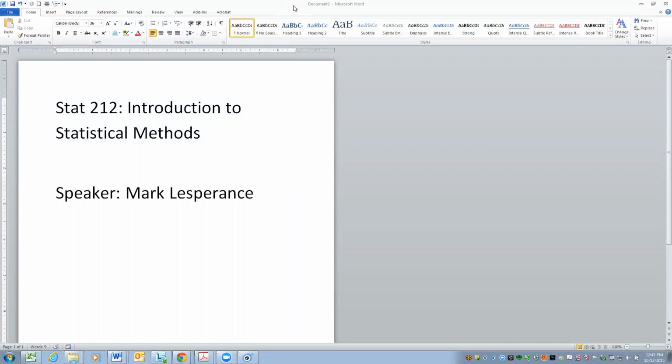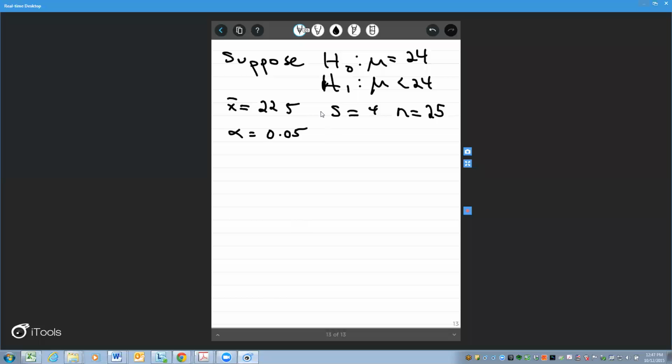Okay, now we're going to do some examples of calculating a hypothesis test. The first example is one where we suppose that the population mean is 24, versus the alternative hypothesis that the mean is less than 24. We assume a sample average of 22.5, a sample standard deviation of 4, n is 25, and alpha is 0.05.